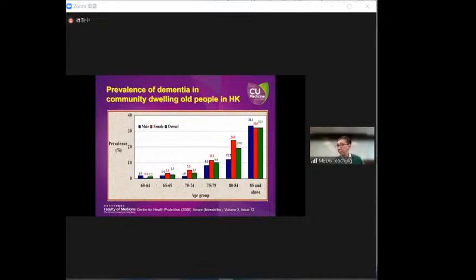Difference in health-seeking behavior? No, because it was a research study. In fact, only 1 out of 10 people found to have dementia in this study were ever diagnosed. They were detected by the psychiatry team in this research study. So it's not health-seeking behavior. Most of them were not diagnosed, and most of them were in the early phase of dementia.